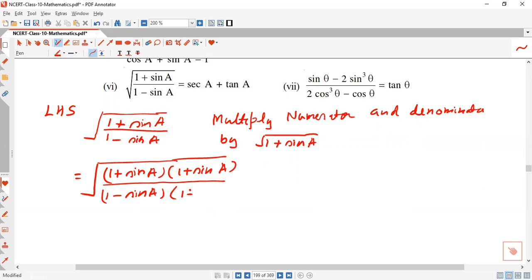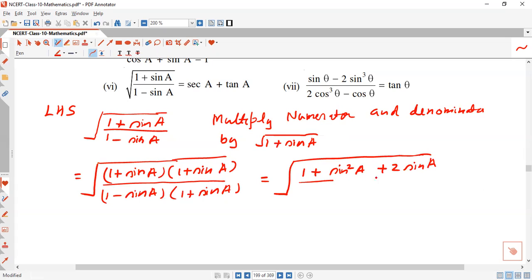We say this one is 1 plus sin A. So what are we getting? In the square root terms, 1 plus sin A whole square. So it becomes 1 plus sin square A plus 2 sin A, divided by 1 minus sin square A.